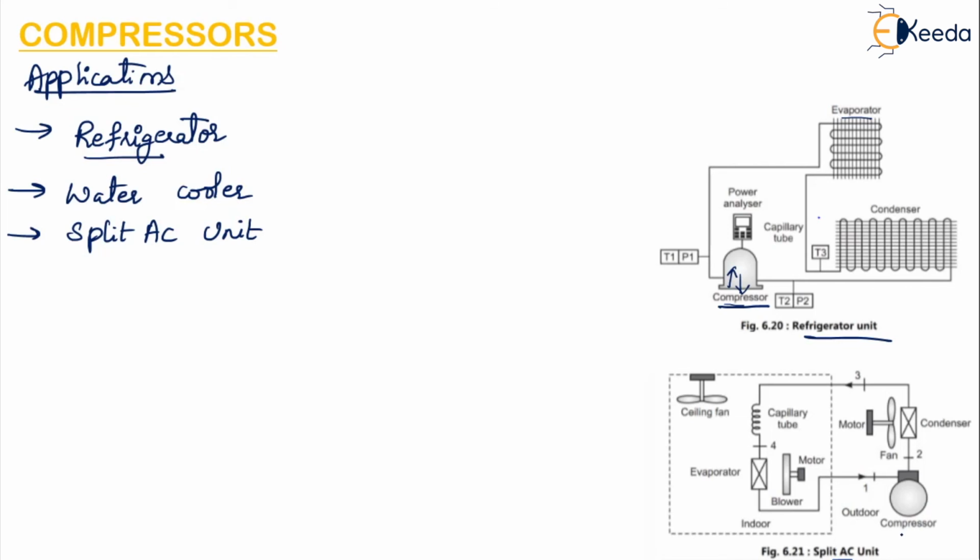So here also you can see there is a compressor, condenser, evaporator, blower, which is blowing the air. Then there is a capillary tube also. For the condenser there is a motor attached, there is a fan. So the same way how we have seen the working of the compressor in the refrigerator unit, even here the compressor is increasing the pressure of the refrigerant fluid and then sending it to the condenser, which will then send it to the evaporator. Okay, and the cycle continues.